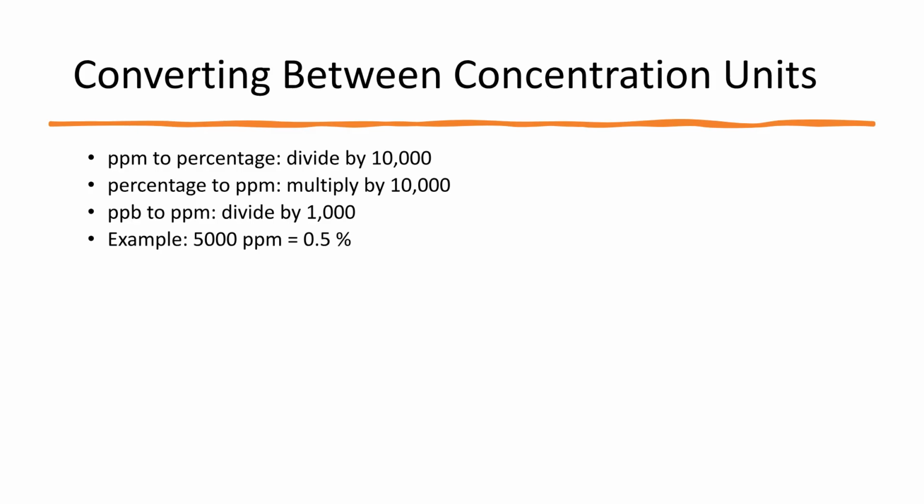For example, to go from ppm to percentage, divide by 10,000. Conversely, multiply by 10,000 to go from percentage to ppm.